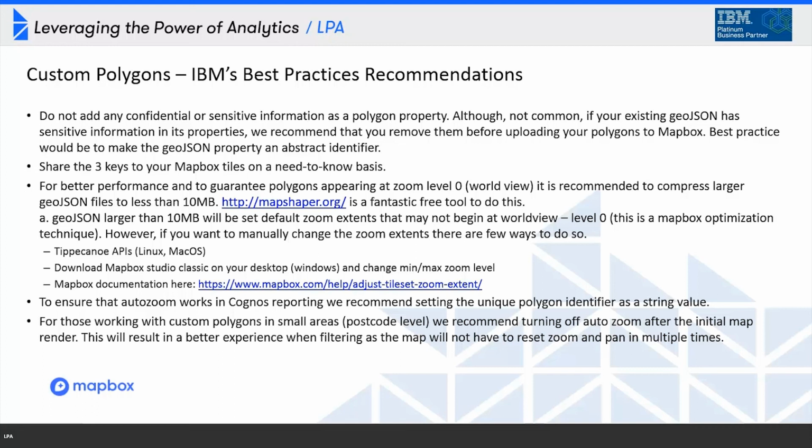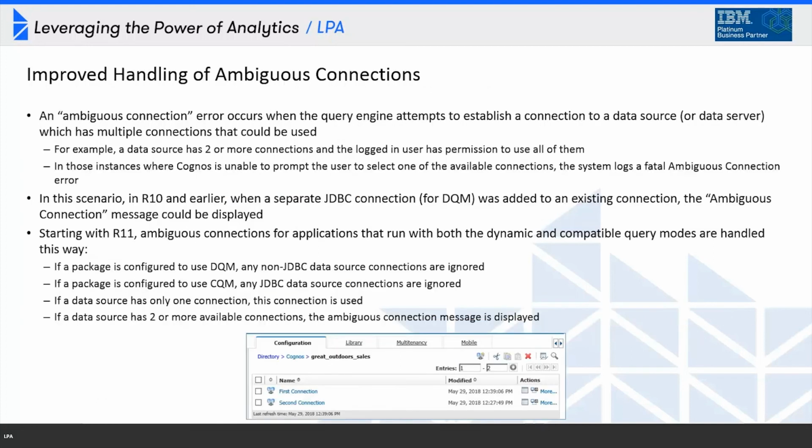There are some auto zooming settings that you should be sure to set appropriately. And that is the last 2 bullets here. I'm not going to read these explicitly. Do take a screenshot of this, but also if you Google for IBM's custom polygons in Cognos Analytics, you'll find these best practices there, and you'll be able to click on those helper links that are shown.